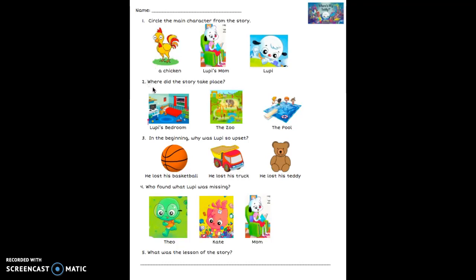Number 2, where did the story take place? Your choices are Loopy's bedroom, the zoo, or the pool.